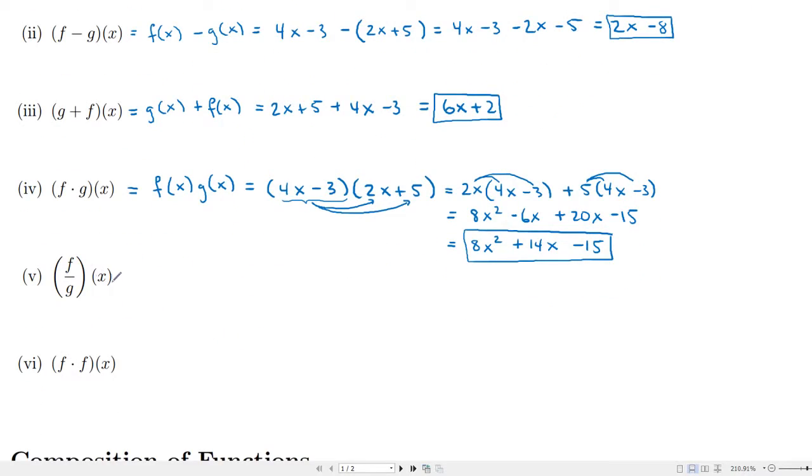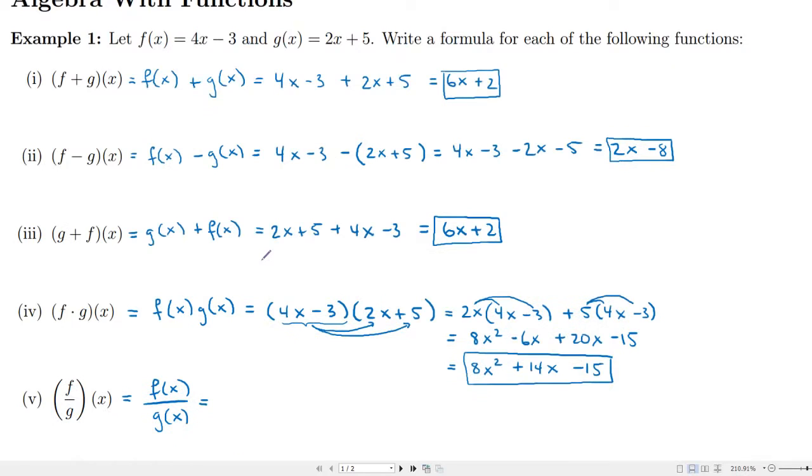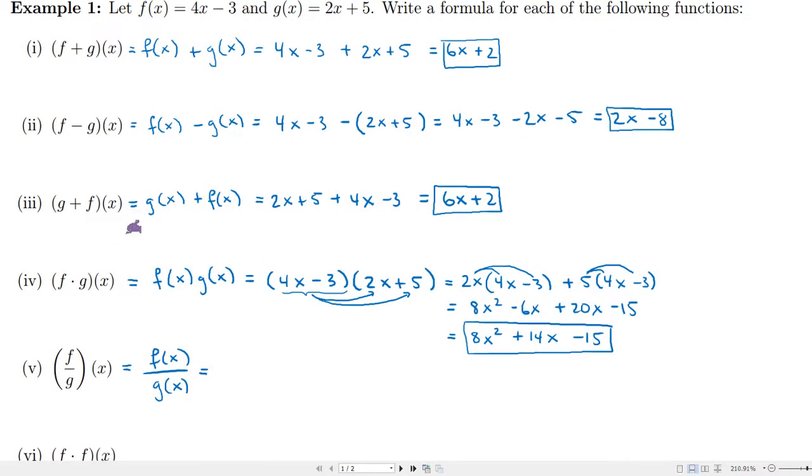Okay, well, what about doing a division? So this is fine as long as the g of x is not equal to 0. So the translation is just going to be f of x divided by g of x. But as you simplify this, if g of x were to be 0, that's not allowed. So you're allowed to do this as long as g of x is not 0. So what was f? Well, f was 4x minus 3, and g was the 2x plus 5.